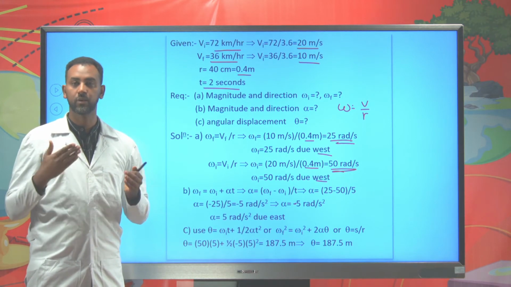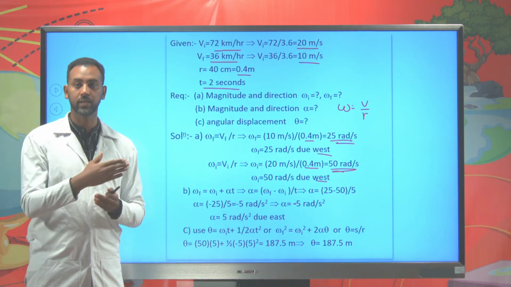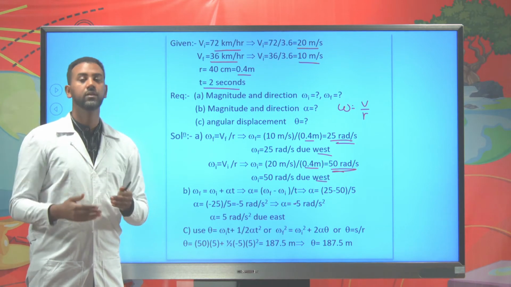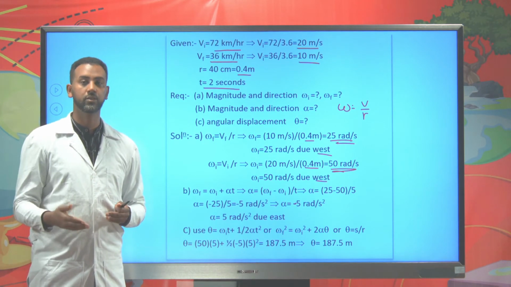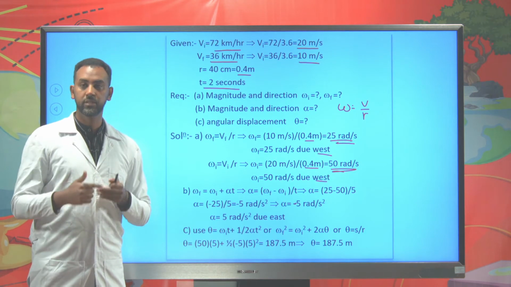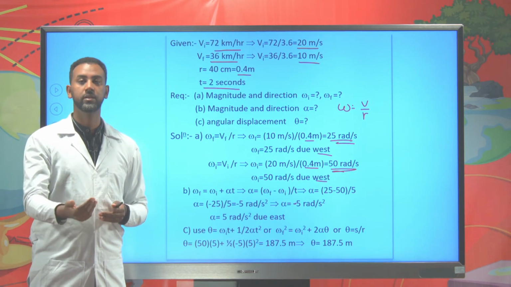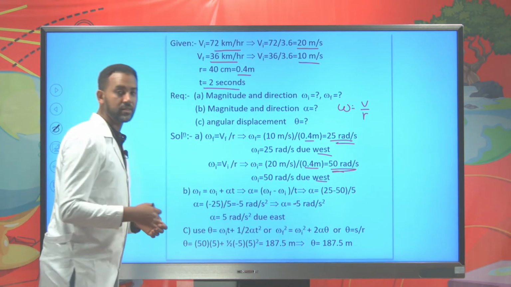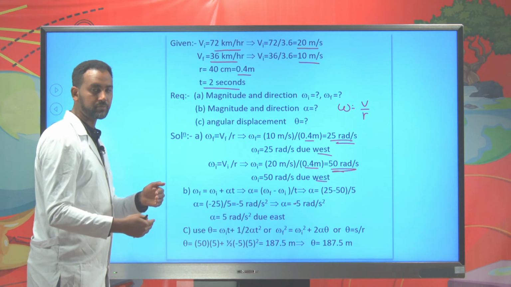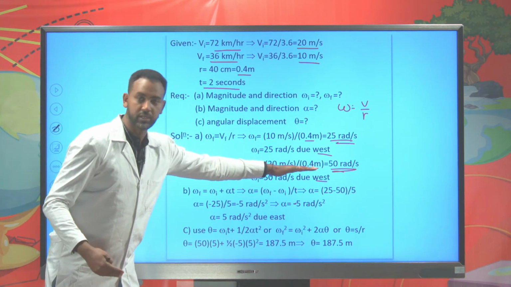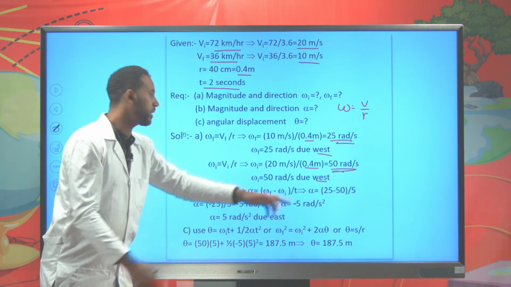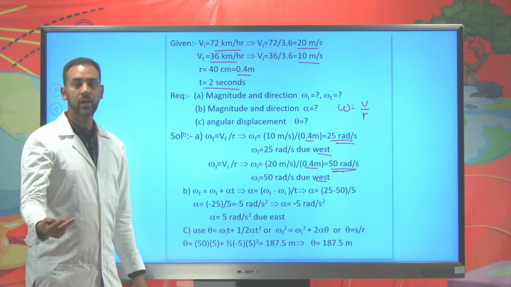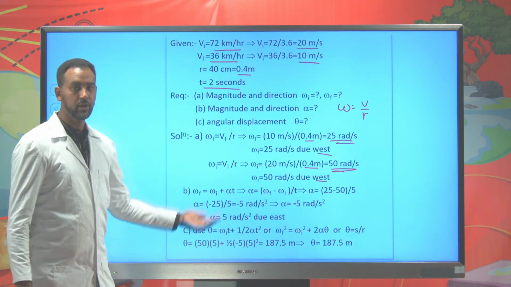Previously we said that angular velocity and angular acceleration always act along the axis of rotation. If the object is moving faster and faster, the angular acceleration has the same direction as the angular velocity. But if it is moving slower and slower, the angular acceleration tends to oppose the angular velocity. In this case, the negative value indicates that this object is slowing down. Initially it was 50 rad per second, and gradually it decreased and reached 25 rad per second, so it is a slower moving object. The angular acceleration opposes the direction of angular velocity.